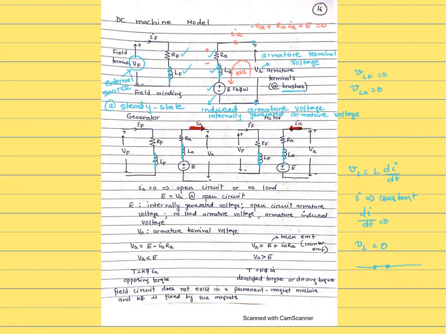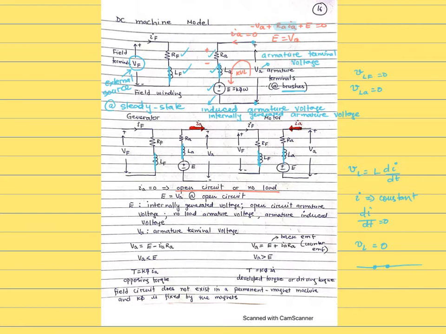Okay, this drop is given by RAIA. Now let's say under a certain condition this IA goes to 0. We're going to see what that condition is called. If IA goes to 0, that means E equals VA. This condition of IA going to 0 is called open circuit or no load condition.